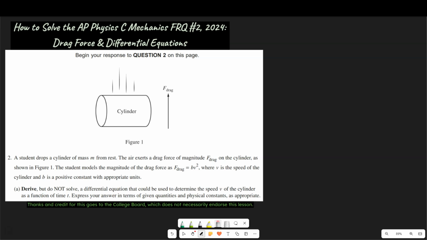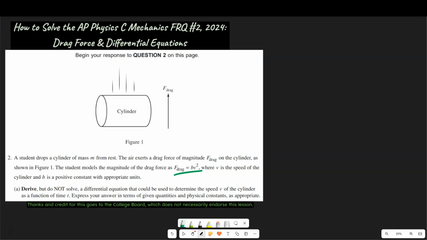This problem says there's a cylinder that's dropped, and there is a drag force that's operating in the opposite direction of gravity on the cylinder, as shown in the figure. The student models the magnitude of the drag force to be equal to bv squared, where v is the speed of the cylinder and b is a positive constant with appropriate units. What this means is, as the cylinder gets faster and faster, the drag force, the resistive force, gets greater and greater. And this makes sense.